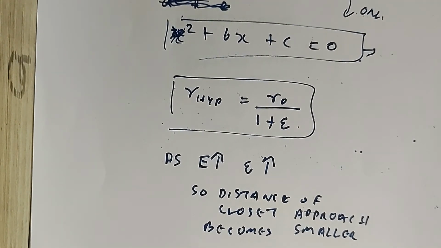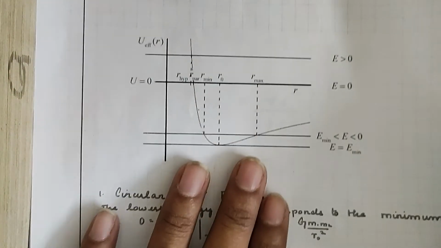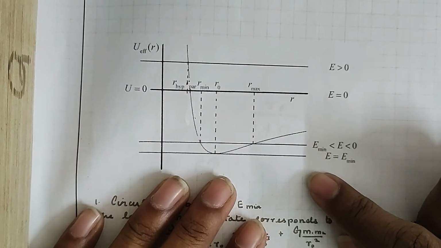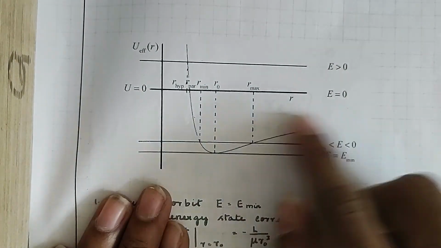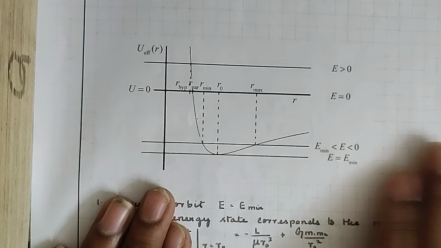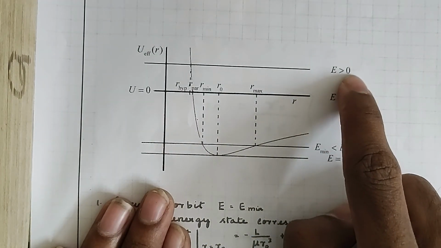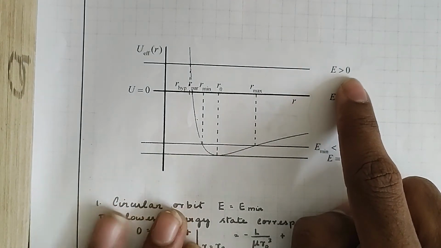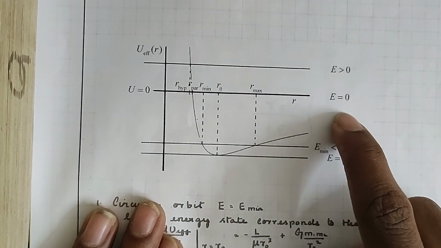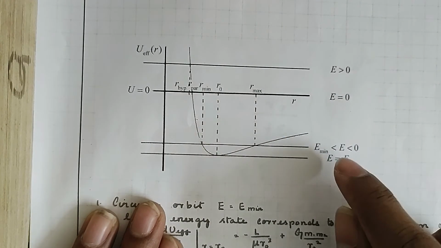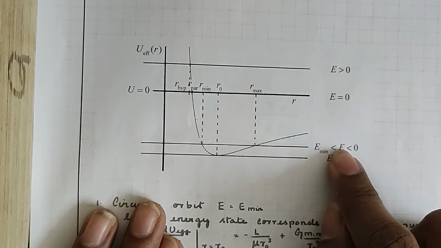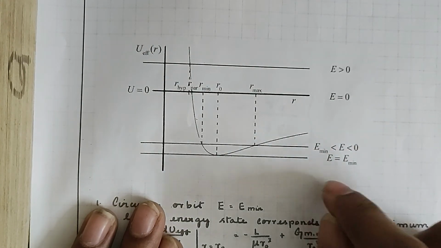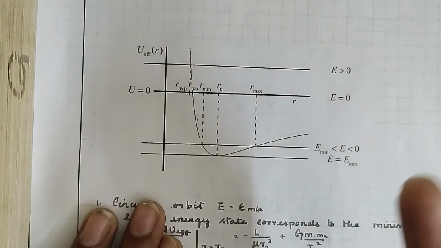I want to show you this particular picture. In this, we have all four conditions. E greater than 0 describes the hyperbolic orbit, E equal to 0 describes the parabolic orbit, E minimum less than E less than 0 corresponds to the elliptical orbit, and E equal to E minimum describes the circular orbit.